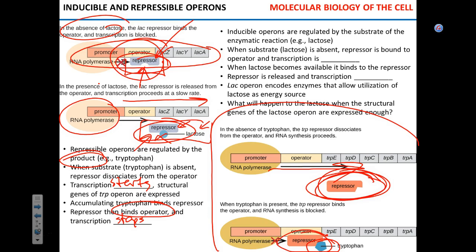That makes sense. So I want you to understand the difference between the repressible and inducible operons, and I'm going to ask you questions about this. You will be able to see an example of such a question in the quiz that I'm going to give you today. So understand which molecule regulates the operon, whether it's a substrate, whether it's a product, and what kind of operon it is.